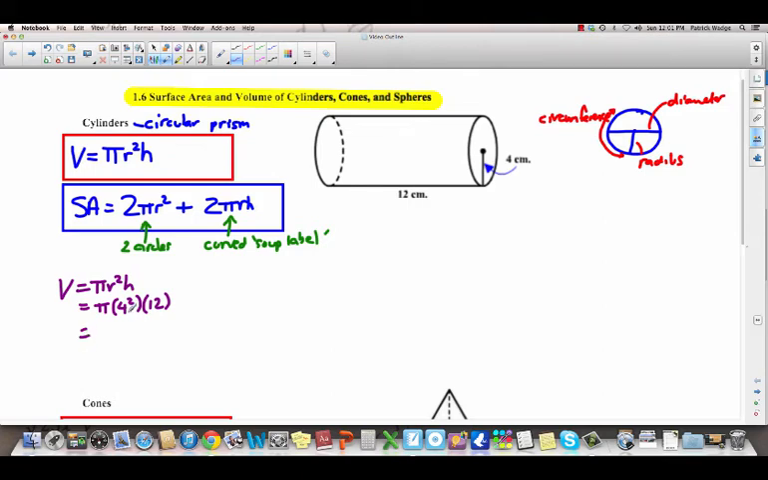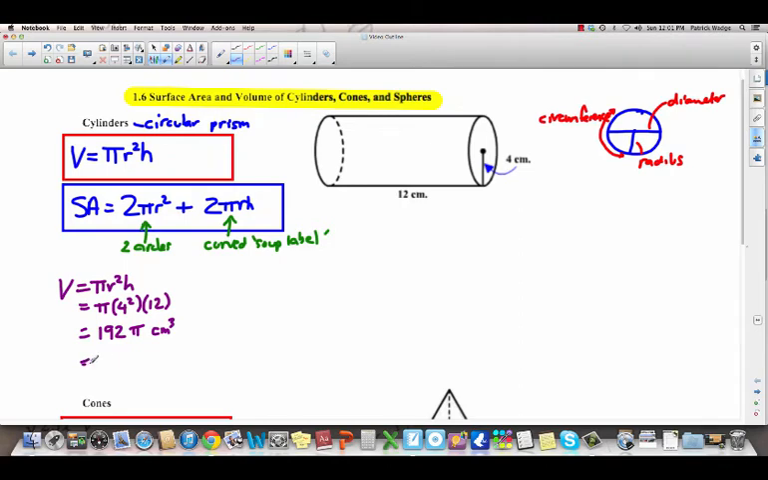Okay. Now, let's just do this first. 4 times 4 is 16, and 16 times 12 is 192. So you could write the answer as this, 192 pi. That's actually a great answer. That's an exact answer because pi, we know exactly what we're talking about here. Or, if you want, I'm totally okay if you call this 192 pi centimeters cubed, since we're doing volume. That's an excellent answer.